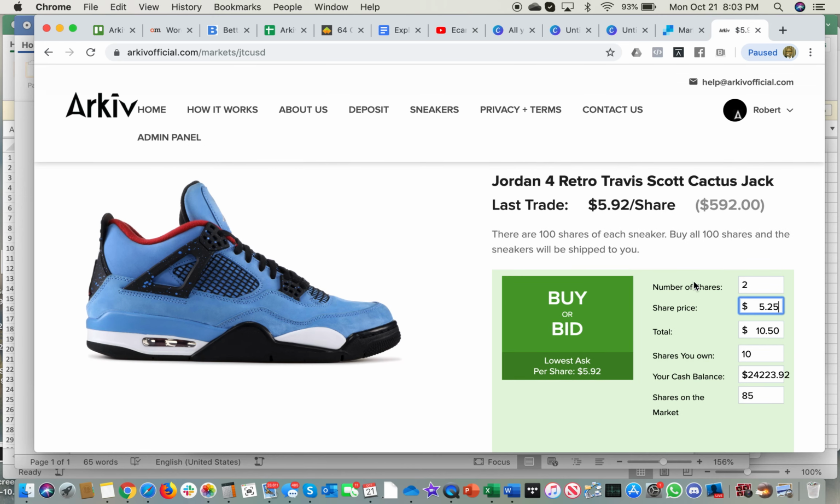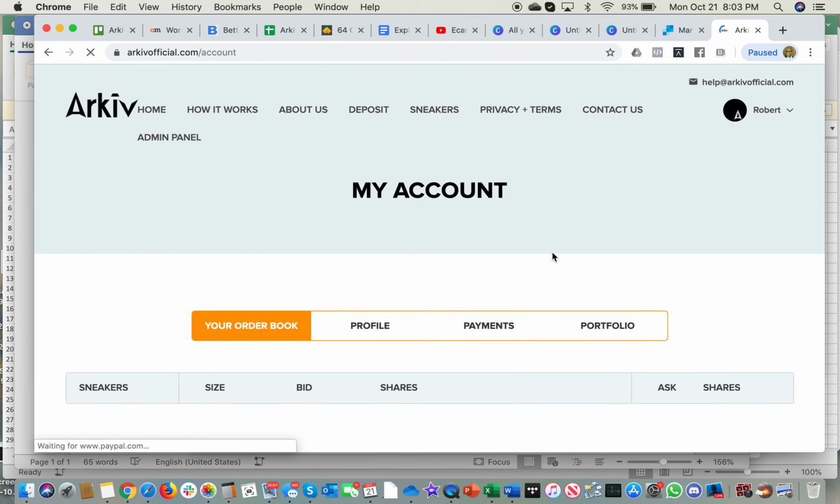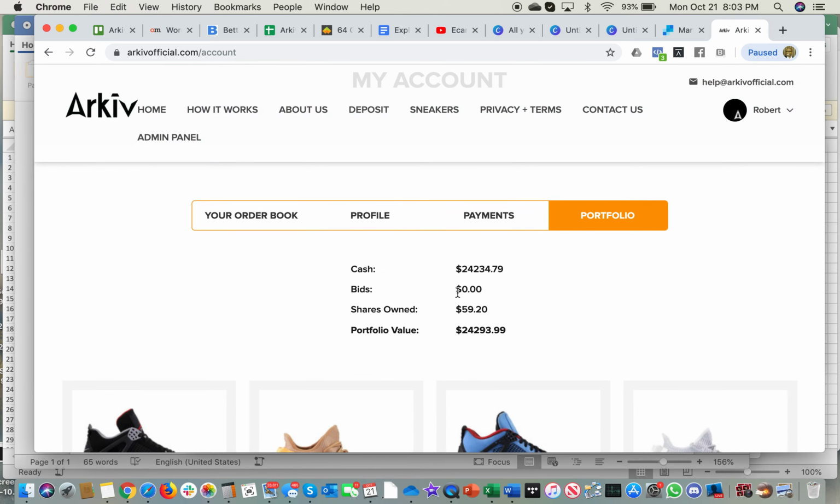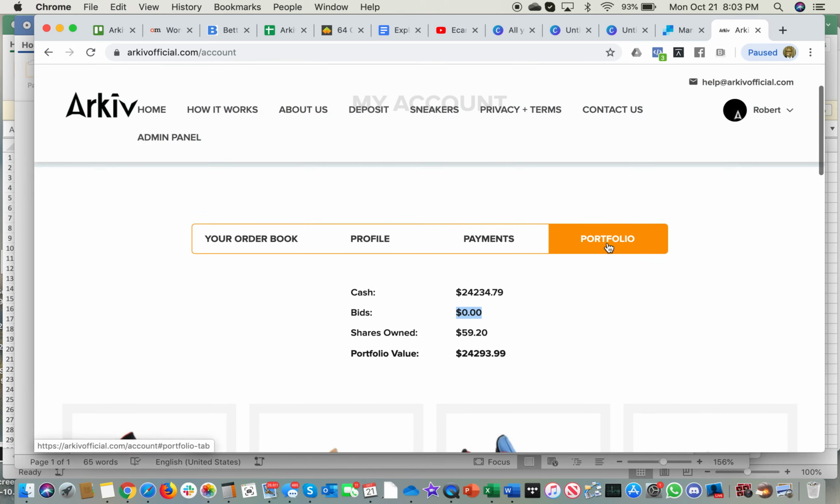So let me show you real quick. Let's zero this out. I'm going to show you a couple numbers. If we go back to our portfolio, right now our bids are 0. See that 0 right there? Our bids are 0. But once I bid on these sneakers, the bids field is going to increase by the amount we bid.